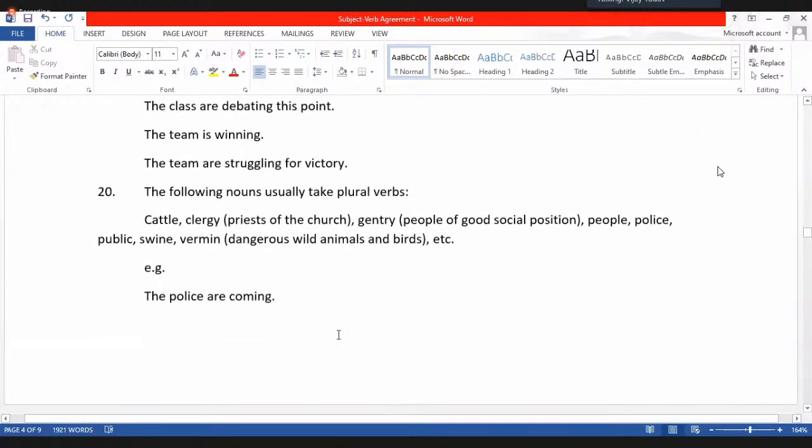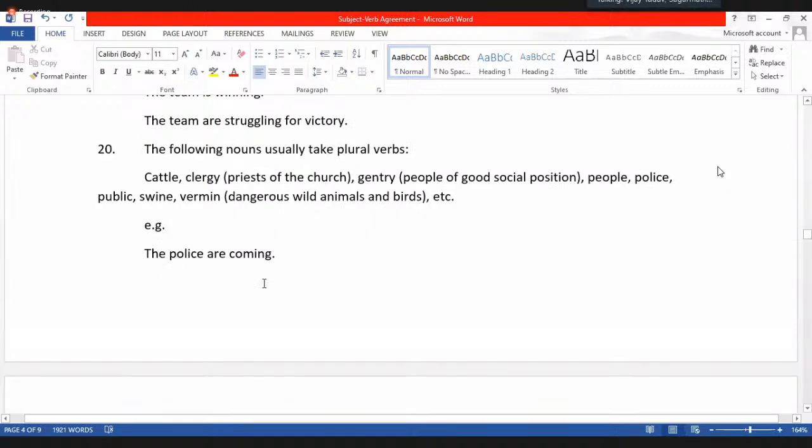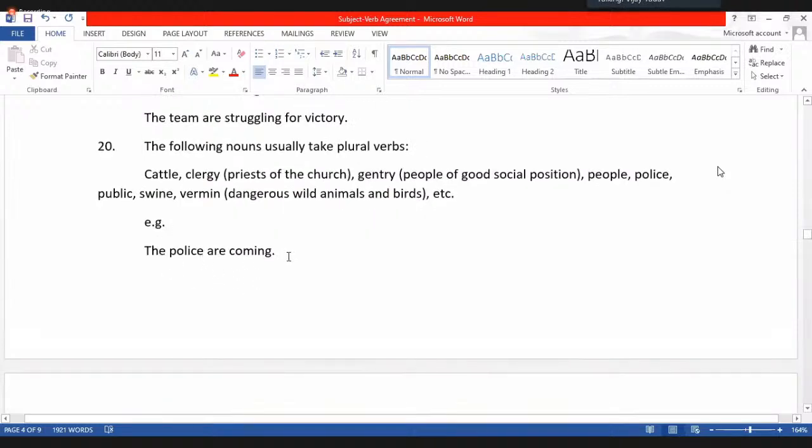Then number 20, all these nouns take a plural verb. Cattle, clergy. Clergy means priests of the church. Gentry means people of good social position. People, police, public, swine, that is pigs, vermin, dangerous wild animals and birds. So all these take a plural verb. See, the police are coming.